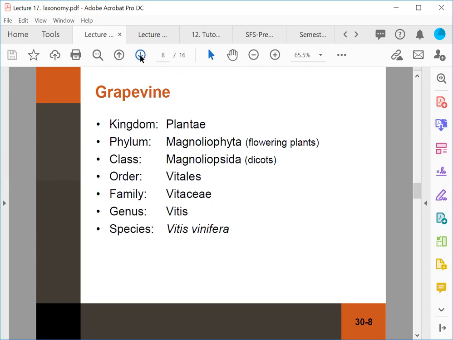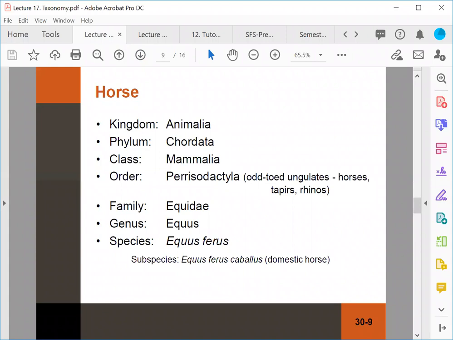So that's our grapevine. Okay, here's one for the equine students, the horse. So we've got kingdom Animalia, phylum Chordata. There are about 35 phyla that sit under kingdom Animalia. Class Mammalia, order Perissodactyla, family Equidae, genus Equus, and species Equus ferus. And in this case, we have a subspecies, which refers to the domestic horse. And of course, this distinguishes the domestic horse from various species of zebra, donkeys, and Przewalski's horse, and so on.